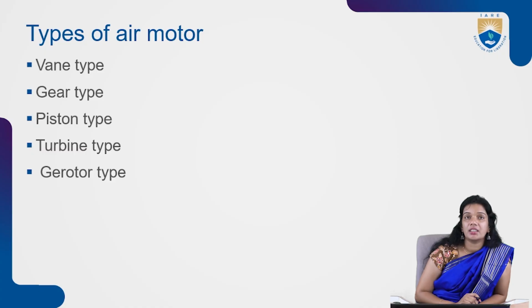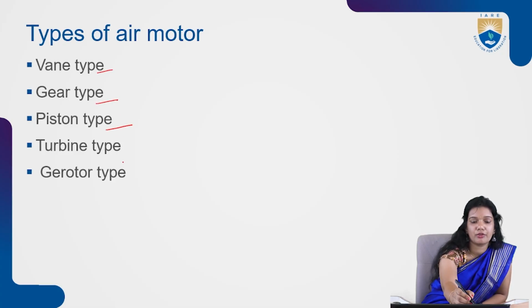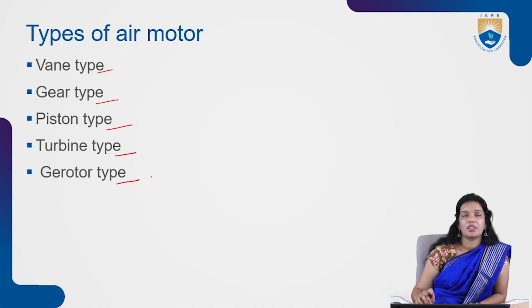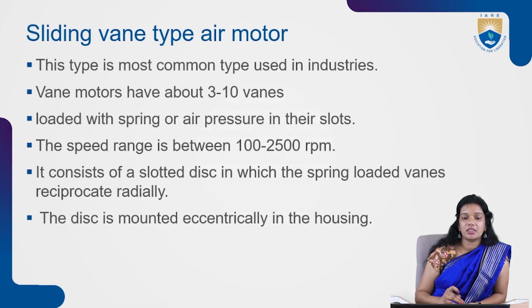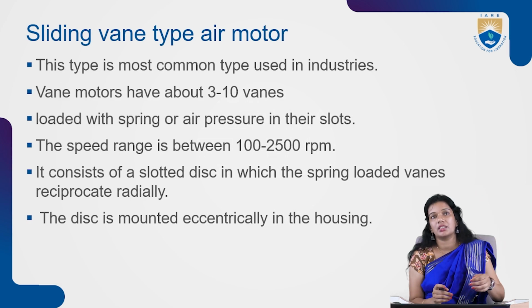Then the different types of air motors are: the first one is the vane type, the second is the gear type, the third is the piston type, the fourth is the turbine, and the fifth is the georotor type. We will see all these different types of air motor, what they are doing, and how they function.